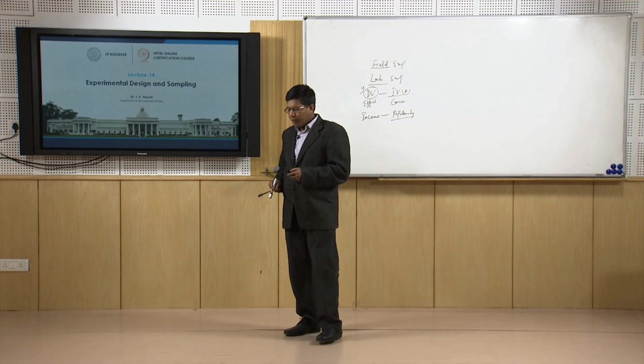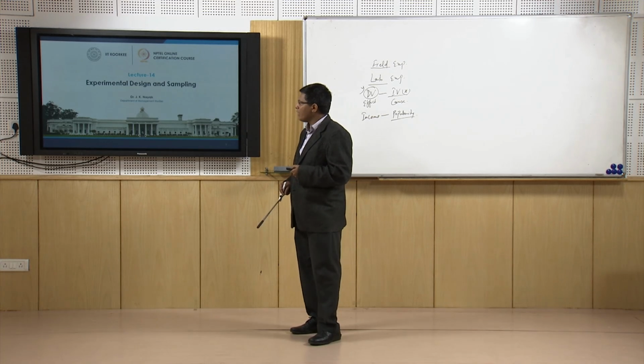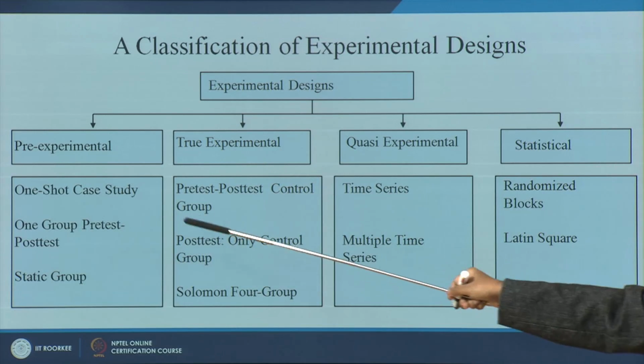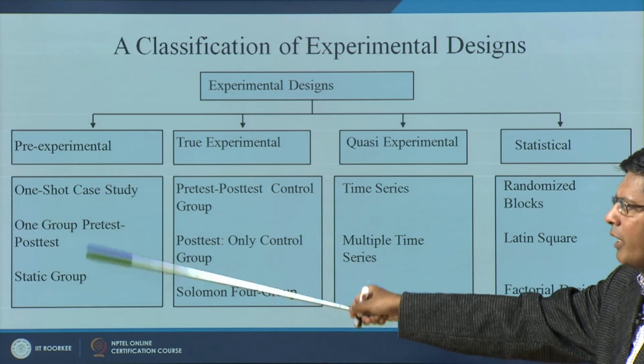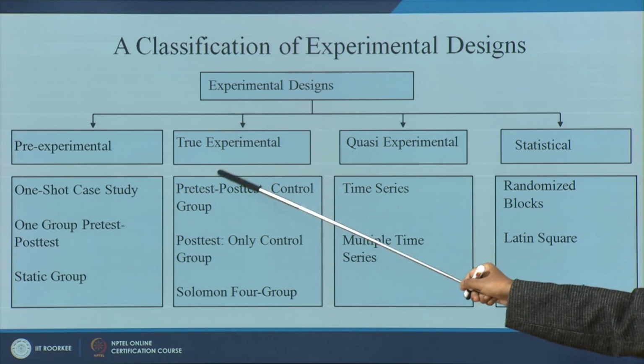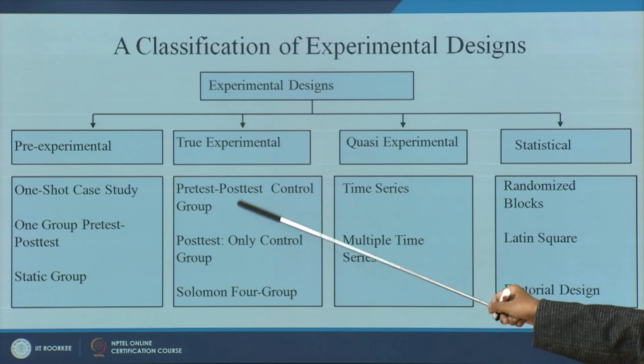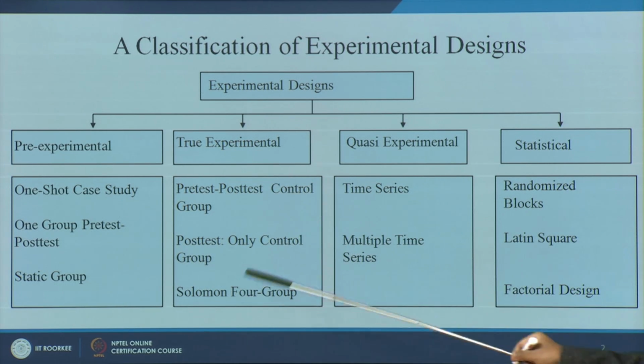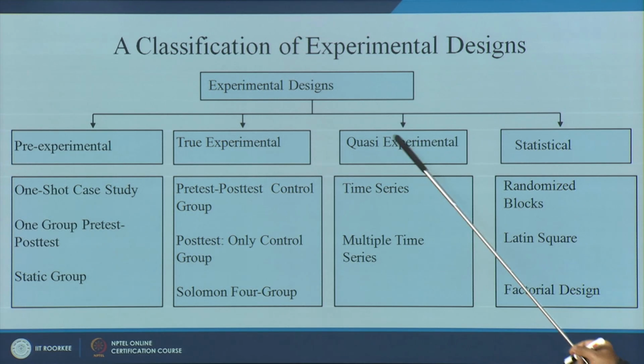So, we started with the experimental designs. We discussed the pre-experimental, which includes the one shot case study, and the true experimental, where we had both pre-test and post-test. This has an advantage, but the third, which we are now discussing, is the quasi-experimental.